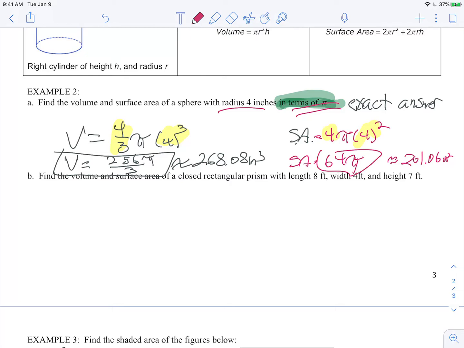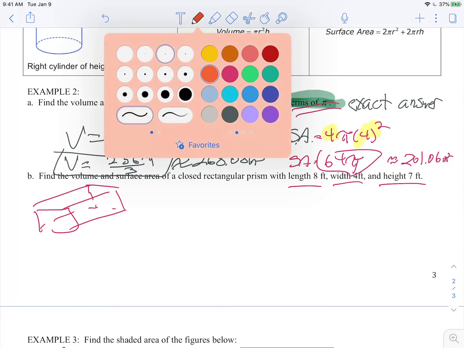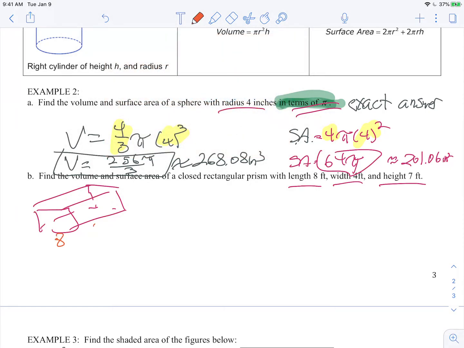Find the volume and surface area of a closed rectangular prism with a length of 8, width of 4, height of 7. I mean, you could draw it out, and I always like to draw out any kind of geometry problems just to get some perspective. So the length is 8, the width is 4, and the height is 7. And for rectangular prisms, it doesn't really matter where you put them because the formulas are so easy to use. So the volume is just 8 times 4 times 7, which is 224 feet cubed.